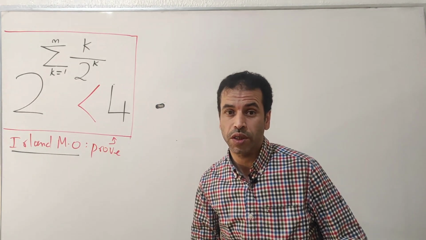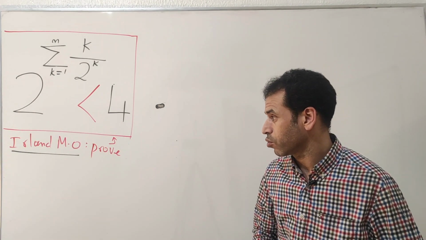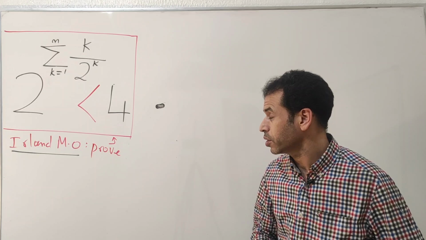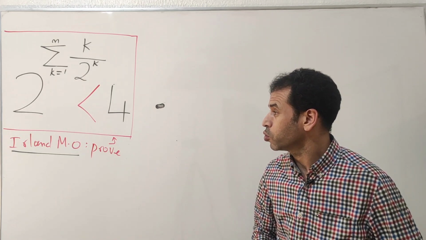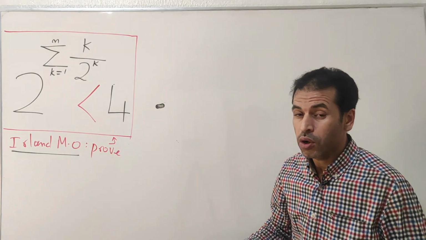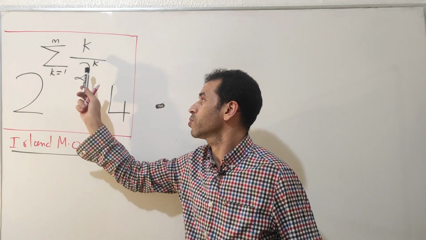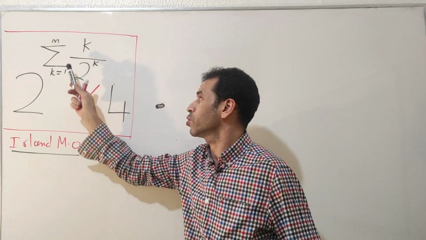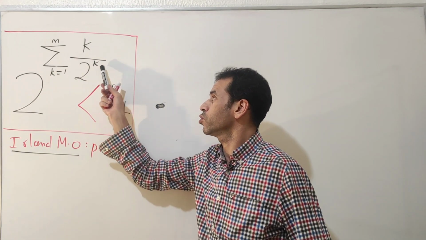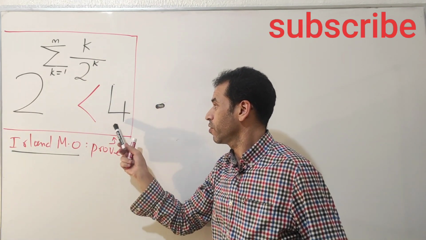So in today's video, here is a nice problem. It's coming from the Ireland Mathematical Olympiad, but I'm not sure which year this problem is. Our goal is to prove this inequality. We have the following information: 2 raised to the n exponent to the sum as k goes from 1 to n of k over 2 to the k is strictly inferior to number 4.